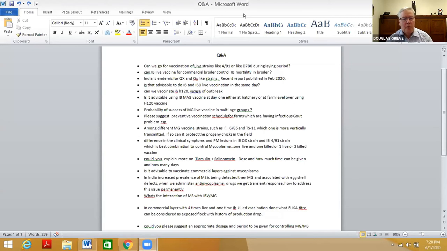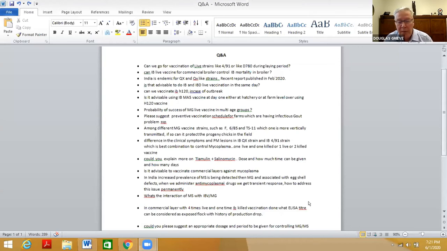Next question: is it advisable to vaccinate commercial layers against mycoplasma? Yeah, in my opinion, it is. I think for commercial laying flocks, the risk of exposure is high. All commercial laying flocks in India that I visited are multiple age, sometimes with the rearing and the laying houses all together on the same farm. Biosecurity is marginal on many of these farms. So yes, I think it's to our benefit to vaccinate the commercial layers for mycoplasma, to set up some immunity, and let that help us control some of the other respiratory diseases that are likely to occur there as well.